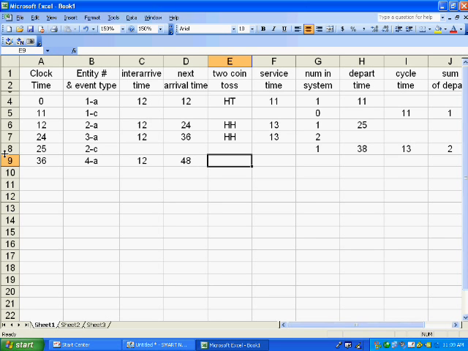Coin toss. We'll do it legitimately. Go ahead and toss 2 coins. I'll actually do it right this time. Two heads. Oh, well, that's interesting. All right. So, service time of 13. Number in the system is now 2. Don't have to worry about departure.